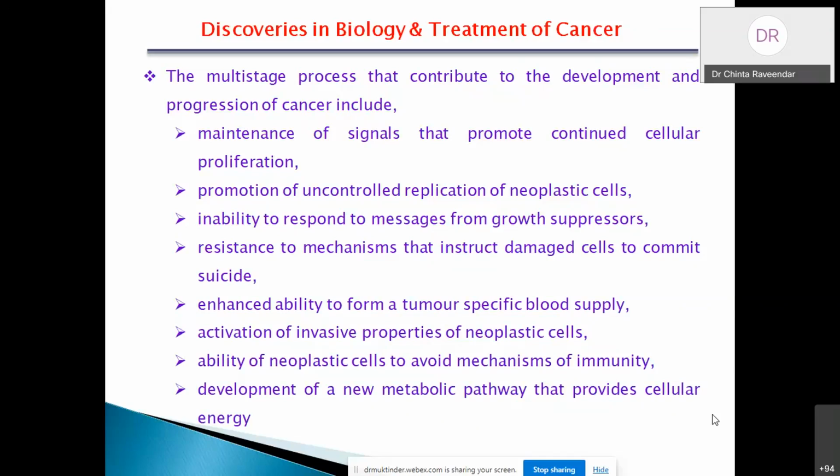Enhanced ability to form a tumor-specific blood supply. Cancer tumors have their own blood supply. Activation of invasive properties of the neoplastic cells. You all know how invasive they are. Ability of the neoplastic cells to avoid the mechanisms of immunity. Though we have an immunological killer T-cell mechanism, that also fails in cancer. Development of new metabolic pathways that provide for the cell. Cancer patients, though they do not eat, the cell grows. With this metabolic pathway, it tries to utilize a lot of glucose from our body for its growth. So when these parameters are there in our body, cancer can be unchecked. It grows like that.